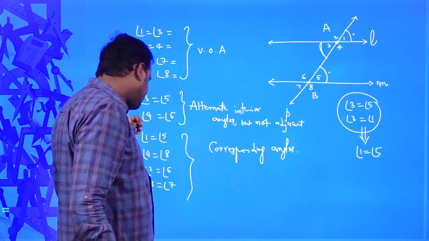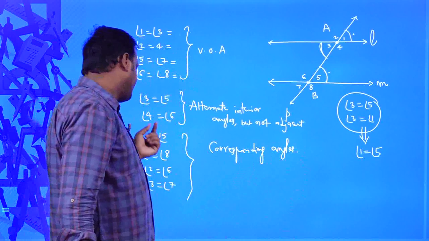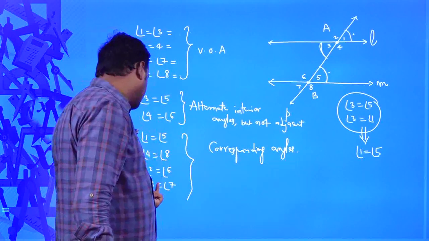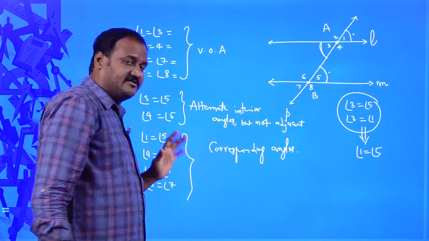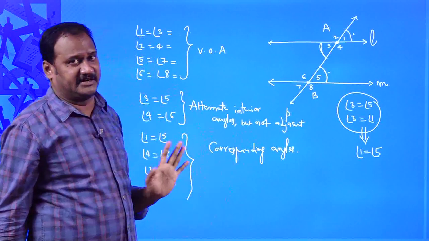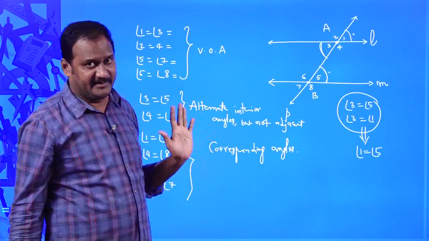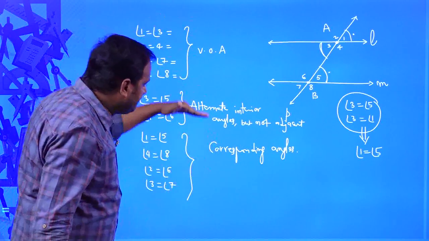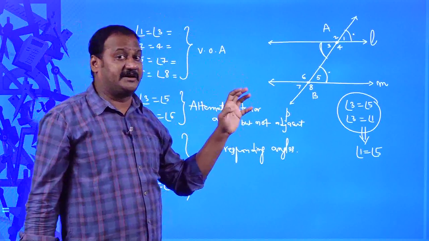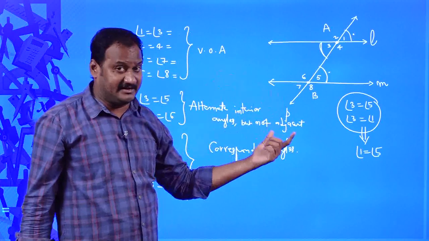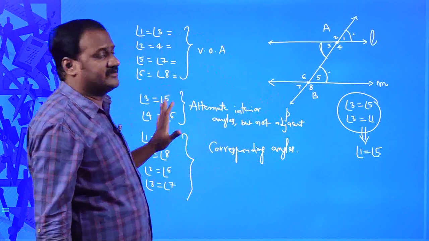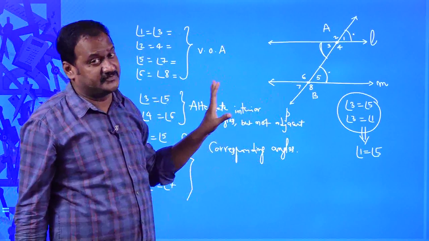See here, angle 3 equal to angle 5, angle 4 equal to angle 6, angle 1 equal to angle 5, angle 3 is equal to angle 7. These are pairs of corresponding angles. All pairs of corresponding angles are equal. Got my point? So, these are the different pairs of angles that can be identified in the property of a transversal line for a pair of parallel lines. Okay? So, this is very, very important and useful information and a useful concept.